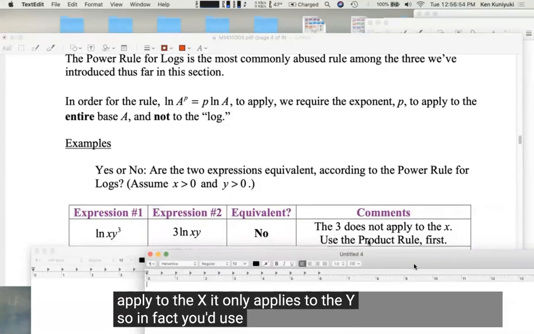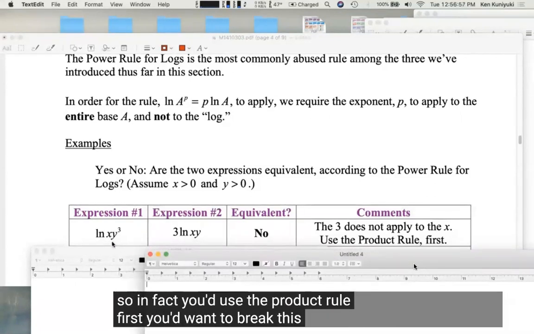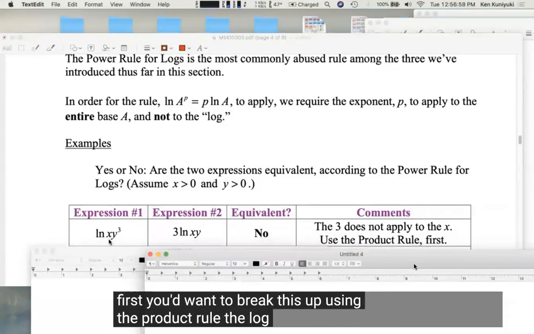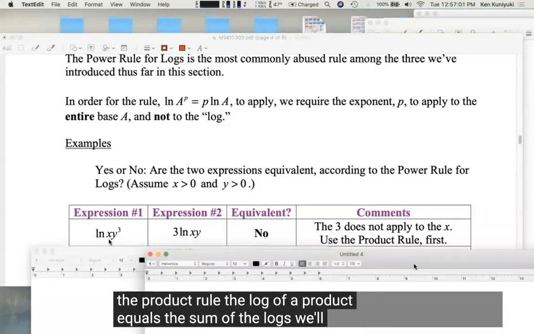So in fact, you'd use the product rule first. You'd want to break this up using the product rule. The log of a product equals the sum of the logs. We'll talk about that later.